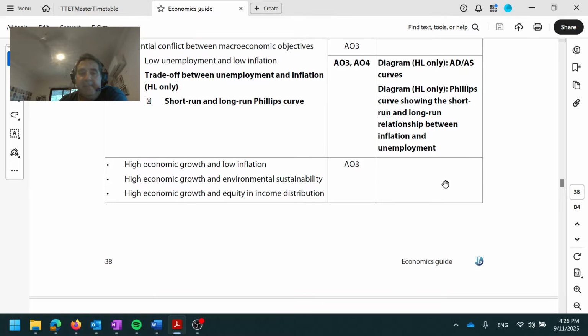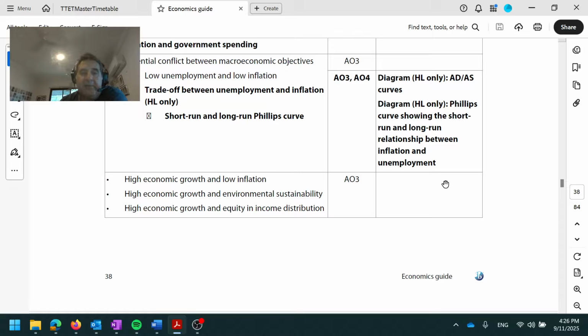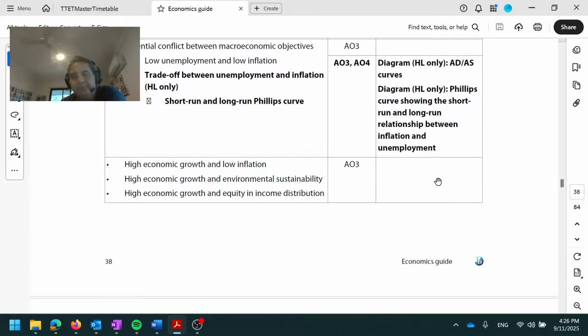Okay, so you've got there AO3: high economic growth and low inflation, high economic growth and environmental sustainability, high economic growth and equity. So they're the counterclaims: the difficulty in balancing all your macroeconomic objectives and the potential for conflict between meeting the four or five of them.